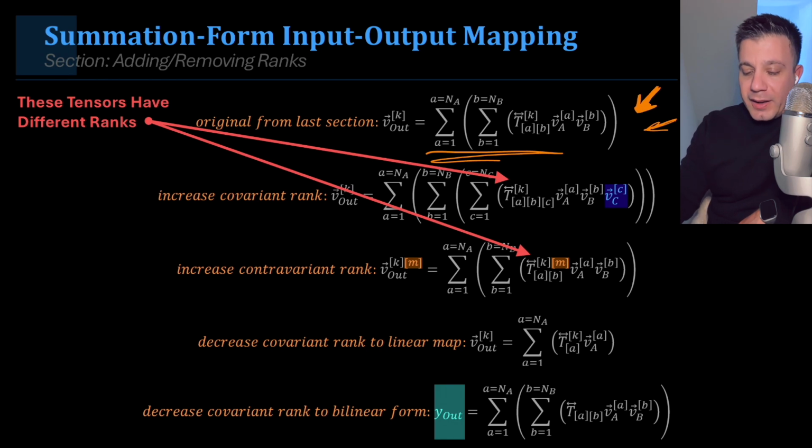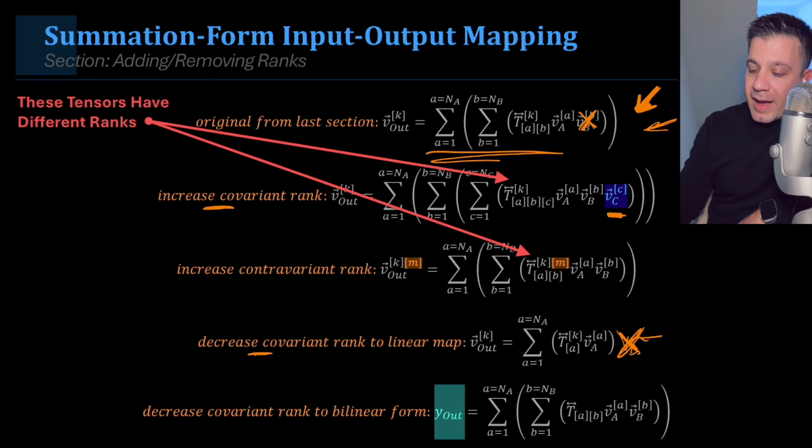Okay, so now let's return to what we were talking about originally, which is how this expression changes when we increase or decrease rank. Now, we've already seen that changing the covariant rank is going to either add new inputs, or if we look at this one down here, eliminate inputs. Okay, so here, where we're increasing the covariant rank by 1, we have VC, a new input. And here, where we're decreasing the covariant rank by 1, we have VB, right, is now gone.